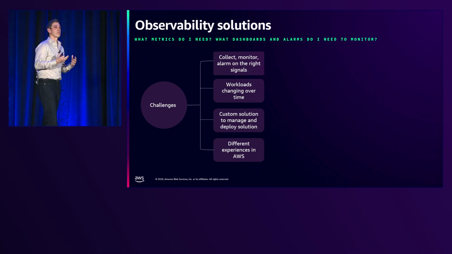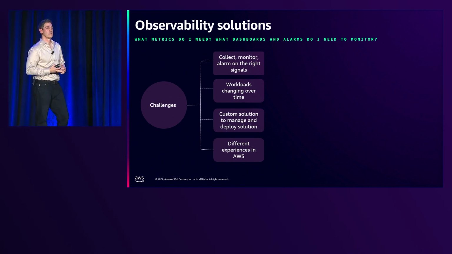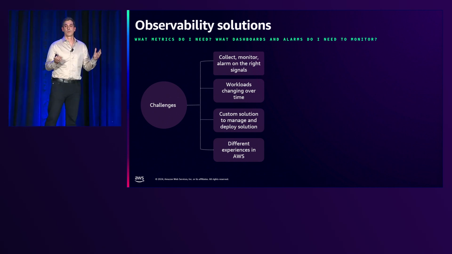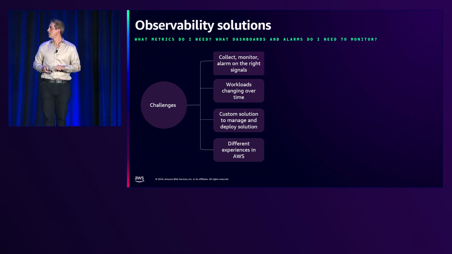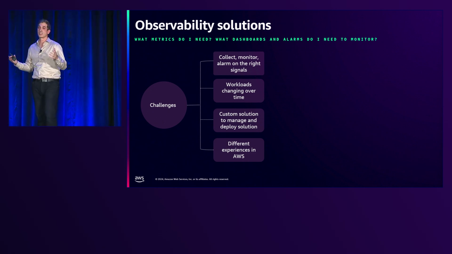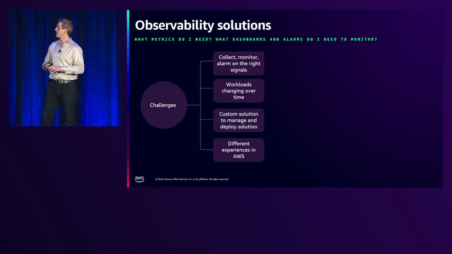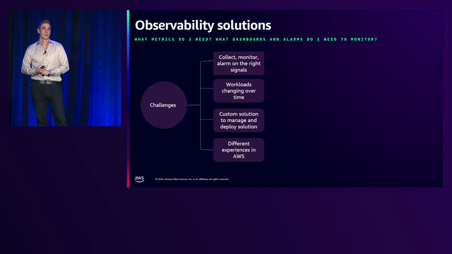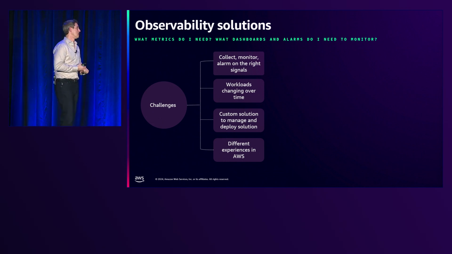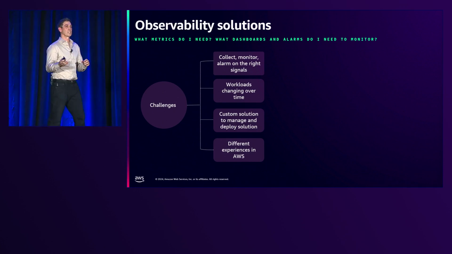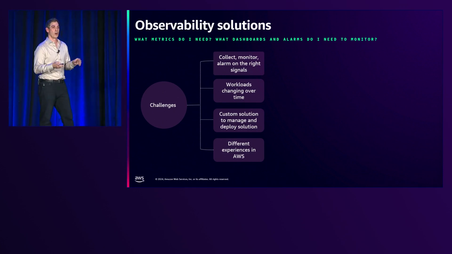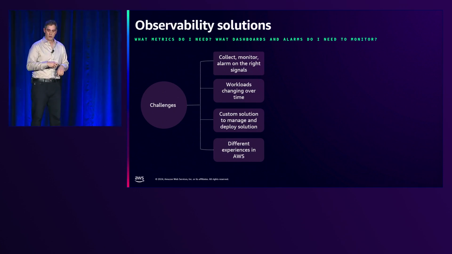It goes from understanding what you need to collect, how to collect it, what you need to monitor, what alarms you need to set up, what are the right signals that I need for monitoring these continuously changing workloads in different compute environments. And then how do I deploy this using and integrated with my CI/CD pipeline? And then ultimately, how do I make this consistent across all my AWS accounts, all of my different compute environments?